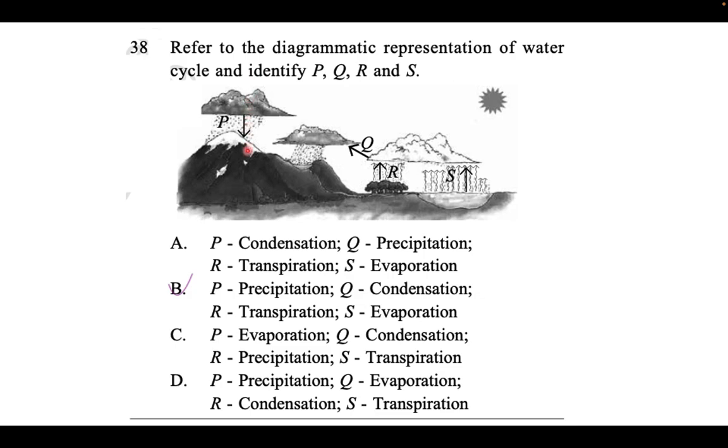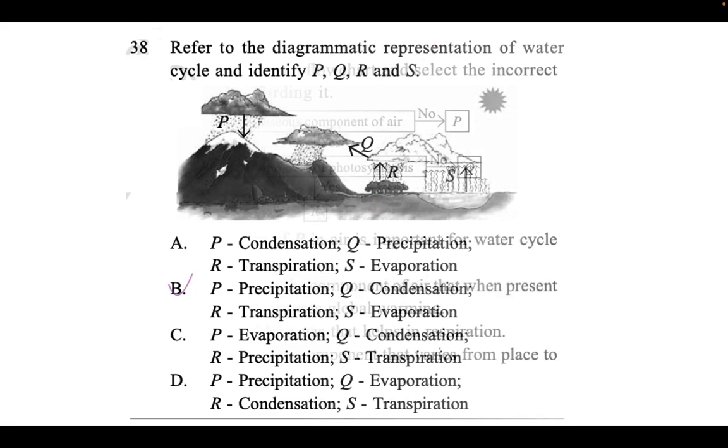P is the precipitation, Q is the condensation, R is the transpiration, and S is the evaporation. Remember, transpiration is when water is evaporating from the leaves of the plants of the trees.